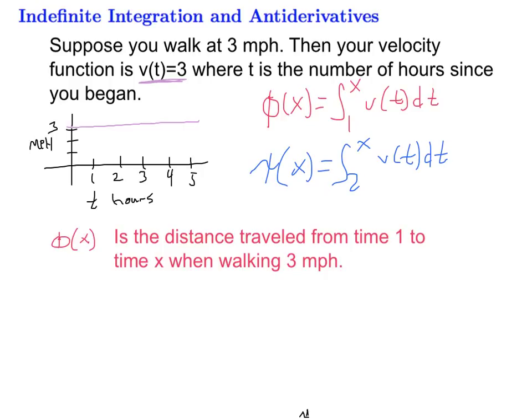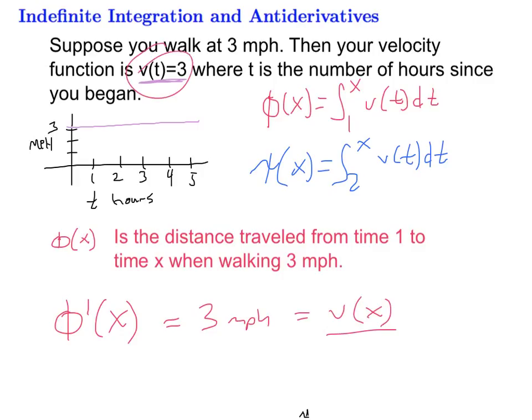So the last point I want to make here is that this phi of x function is going to be the distance traveled from time 1 to time x when walking 3 miles an hour, and we might want to go ahead and take the derivative of this. Well, since this is a distance function, the derivative says, how fast are you moving? Well, we're moving at 3 miles per hour, which is exactly our v function from earlier in the problem.